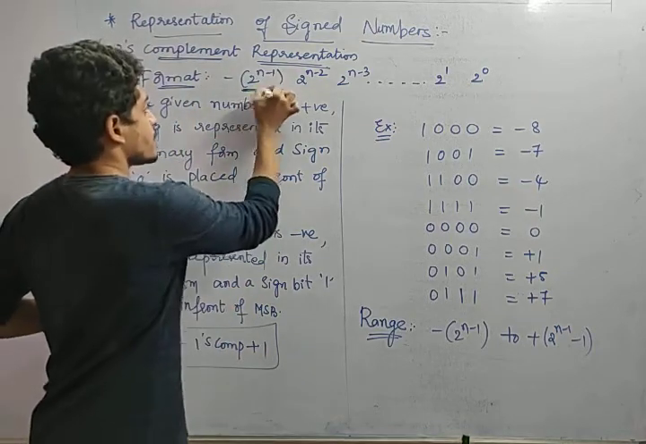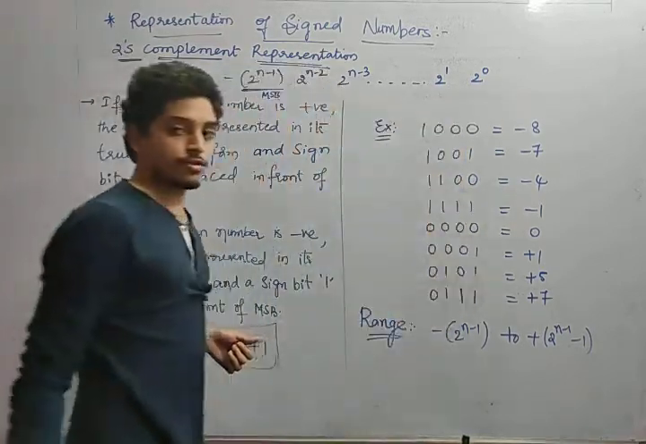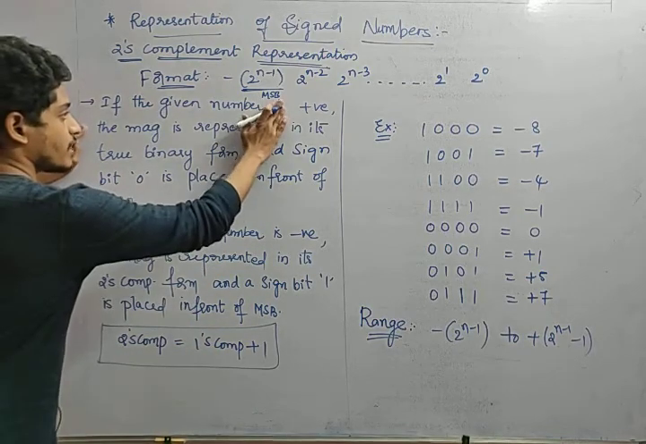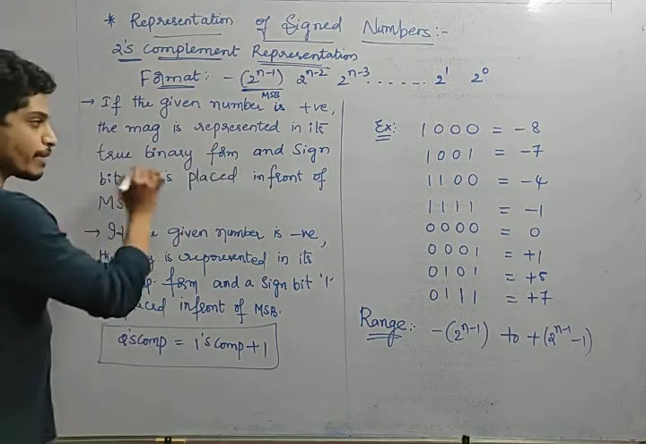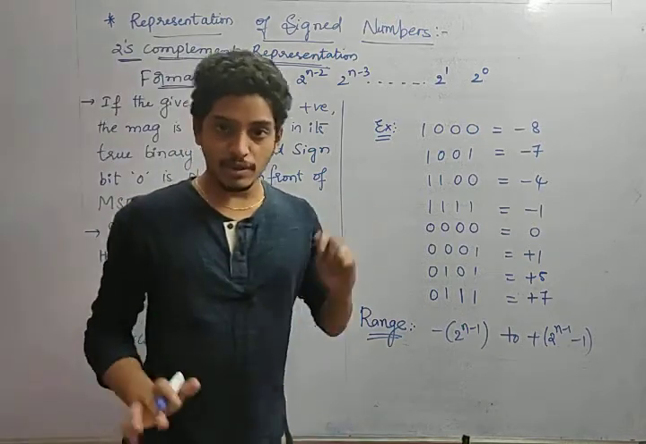Here this is the MSB, and MSB is the only negative term and all the remaining terms are positive terms, right? So if the given number is positive, the magnitude is represented in its true binary form and sign bit 0 is placed in front of the MSB. Same as 1's complement form, friends.